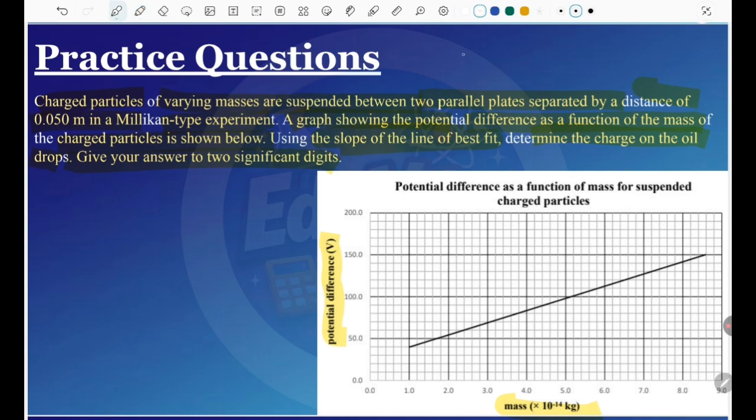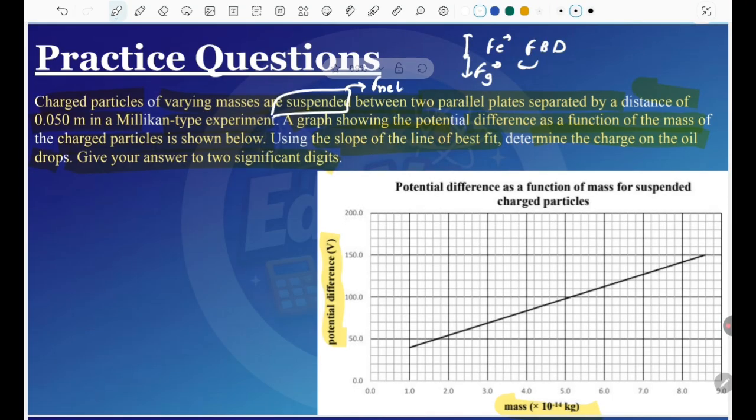In that case too, we have a free body diagram. We have Fg over there, we have Fe over there. So this is your free body diagram. They mention that it is suspended. In any question, when you get the word suspended, this means that the net force goes to 0.